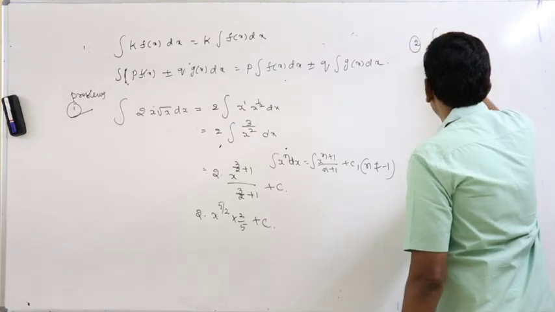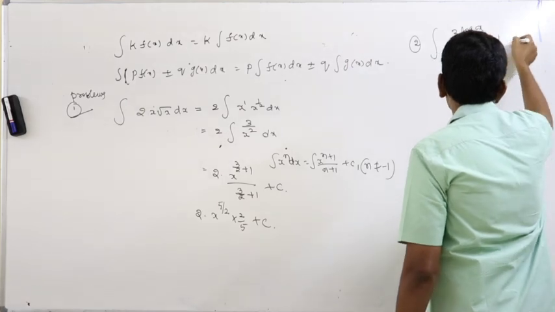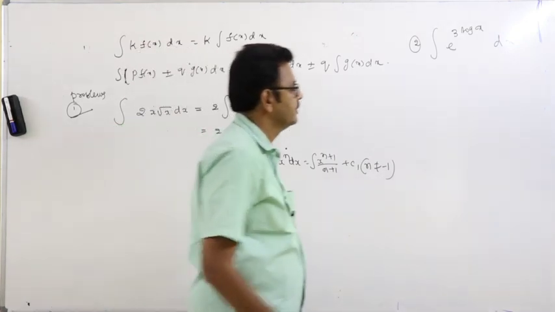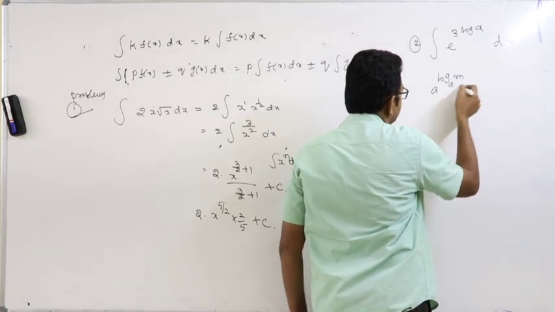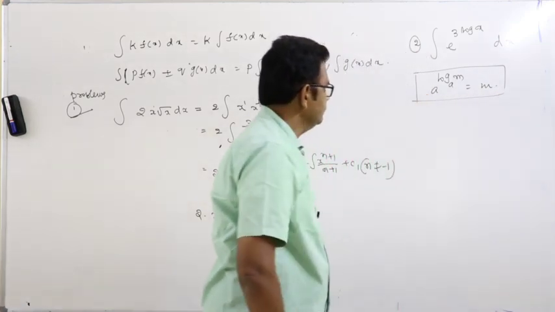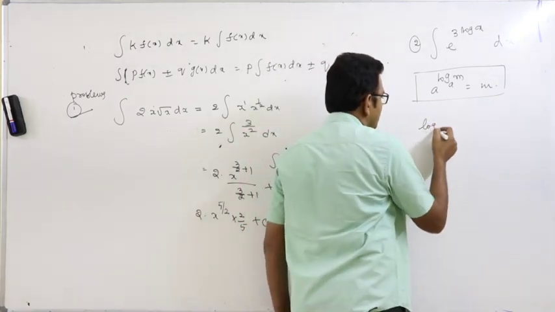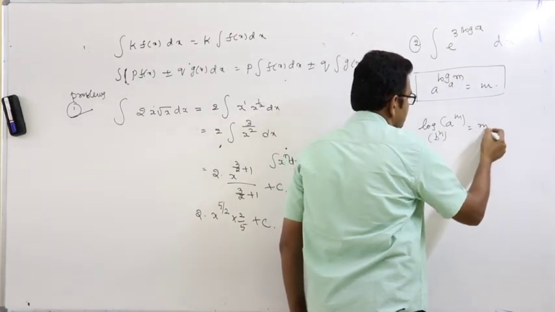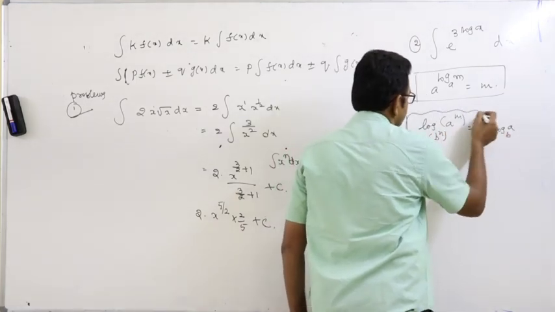Next one, integral e power 3 log x dx. Log x means base e, that is the meaning. A to the power of log m base a is equal to m. This is one property. And also, log of a to the power of m base b to the power of n is equal to m by n into log a base b. So this is also one property.